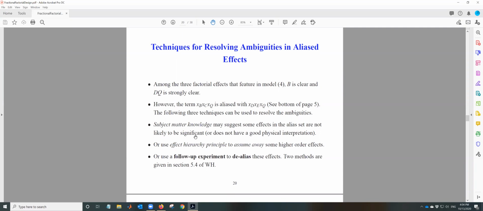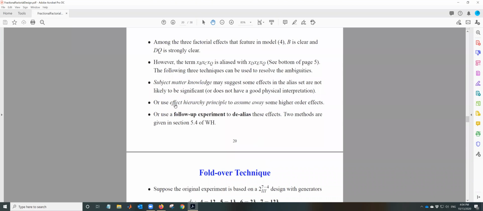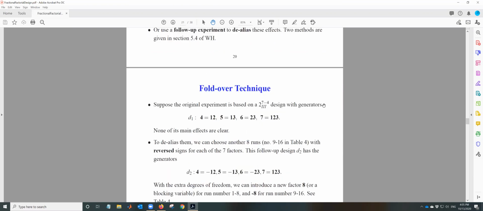First, subject knowledge expert, okay? You can ask an expert in the factory, and they may suggest that some effects in the alias are not likely to be significant. And also you can use effect hierarchy principle to assume away some high order effects. Or the third one is what we're going to talk about. How do you do follow-up experiments? If you couldn't solve the problem with the first or second one, now let's do some follow-up experiments.